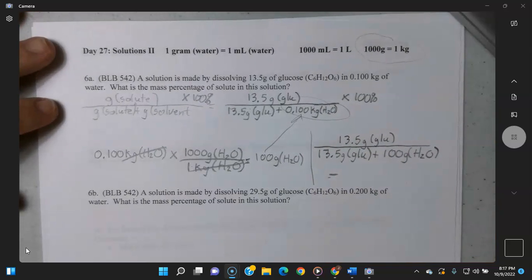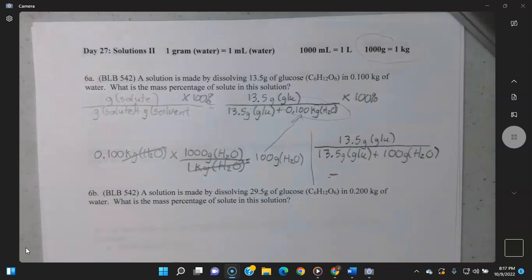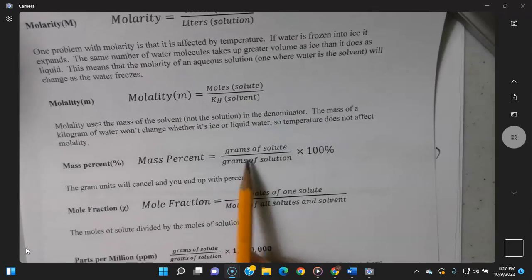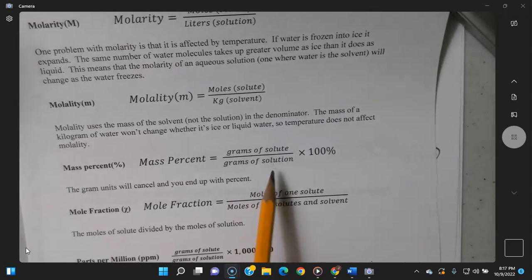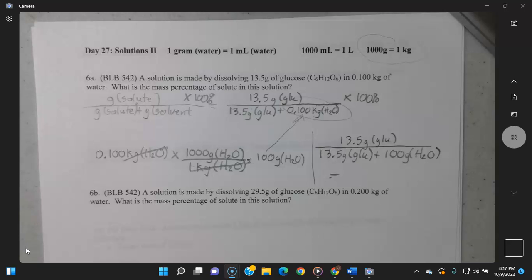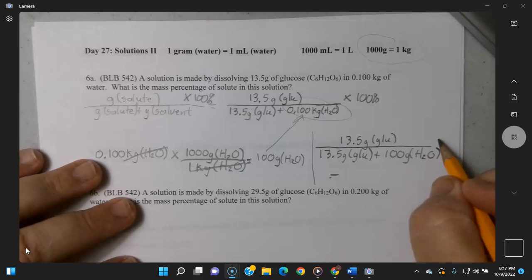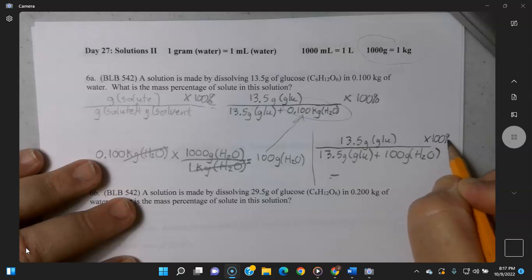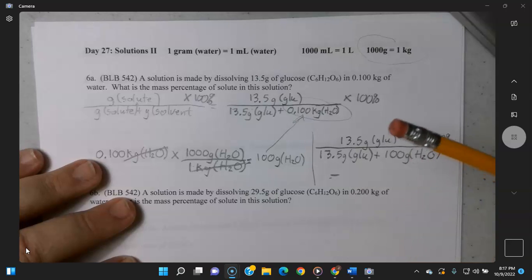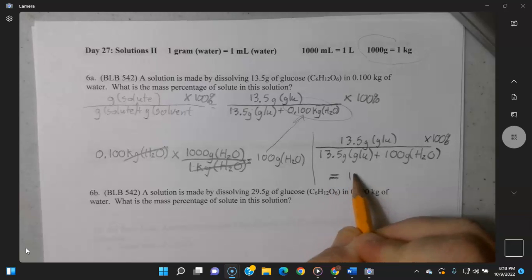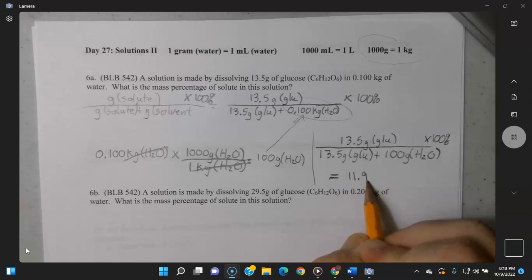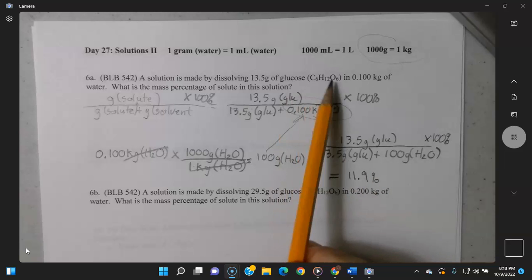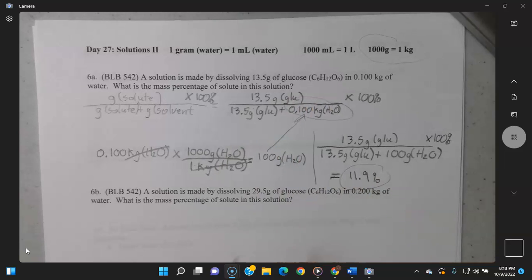Okay, right off your formula sheet. Again, you just always refer to this as to what it's talking about. So there it is, grams of solute over grams of solution. We had to add the solute and the solvent together to get the solution, times 100%. And that gives us 11.9%. So 11.9% of this solution is glucose, and that's your answer.